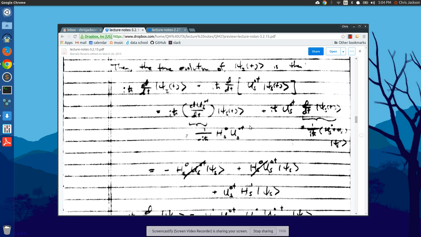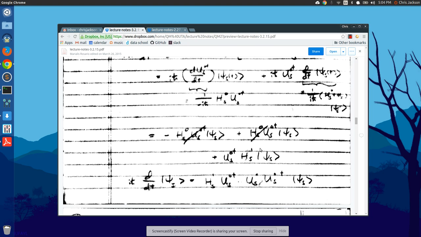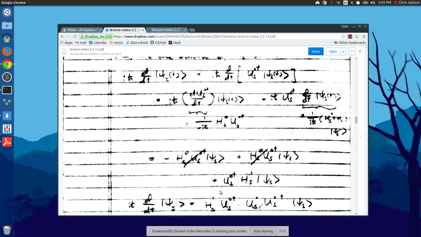And if I do that, what I find is that this piece cancels off this piece. And what I'm left with basically is a Schrodinger-like equation. So I have this equation over here, I have this piece on the left-hand side, and on the right-hand side, the only thing that survives is this guy.